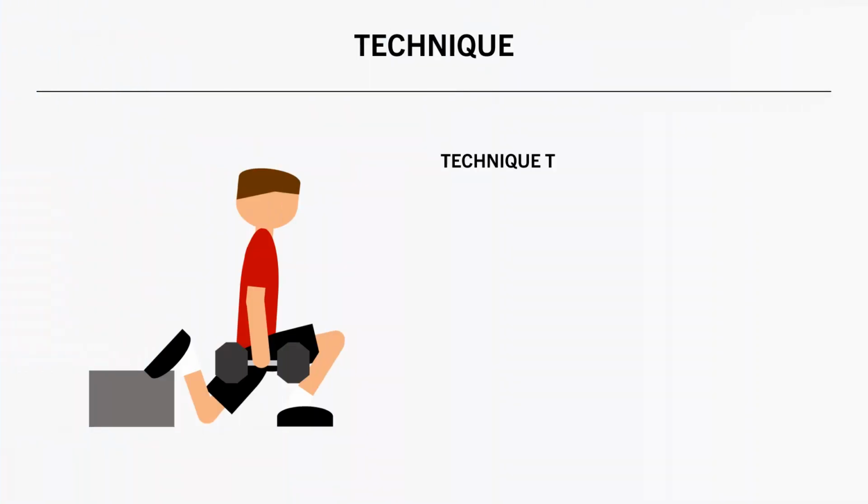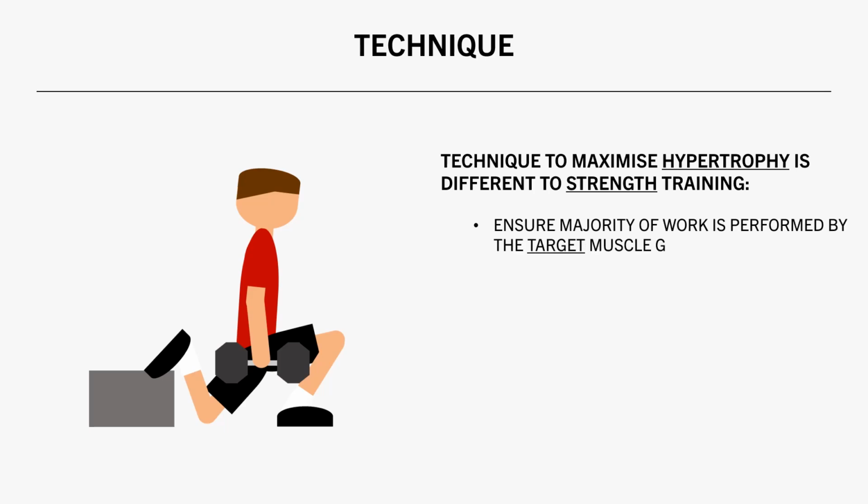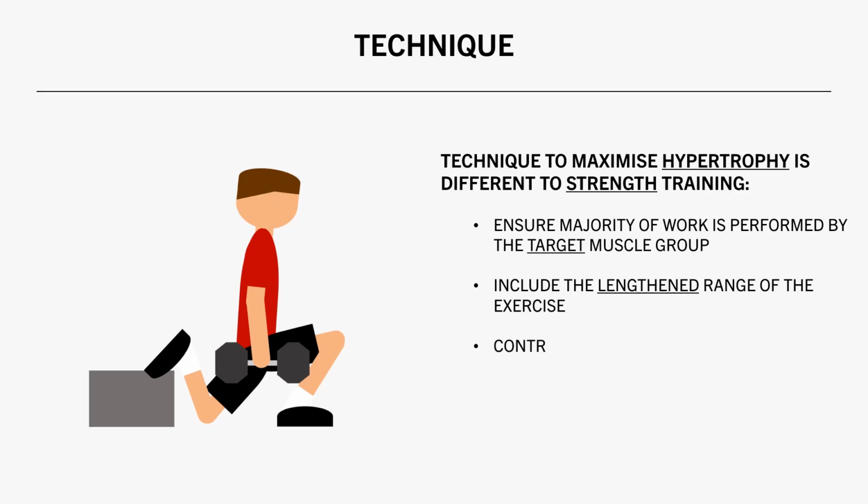The technique used to maximize muscle growth is generally not the same technique as that which allows you to lift the heaviest loads. To maximize muscle growth, we generally want to lift in the following ways. Avoid using too much external momentum, ensuring the majority of the movement is performed by the target muscle group. Include the lengthened range of an exercise, either by performing full range of motion or partial range in the lengthened position. And actively control the eccentric phase rather than allowing the load to fall under the forces of gravity.